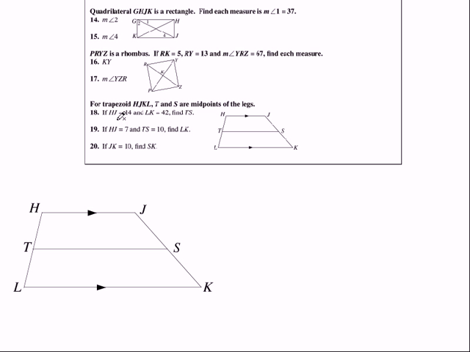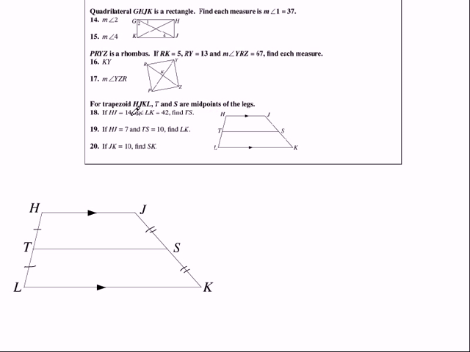Alright, here's the last little section of this, and it's 18, 19, and 20. So this is a trapezoid. Now we're not doing parallelograms anymore, it's a trapezoid. Remember, on a trapezoid, exactly one pair of opposite sides are parallel to each other, and that would be HJ and LK, right? Indicated by those arrows. So it says T and S are midpoints, so that's going to be helpful. So that and that are equal, and this one are equal to each other.